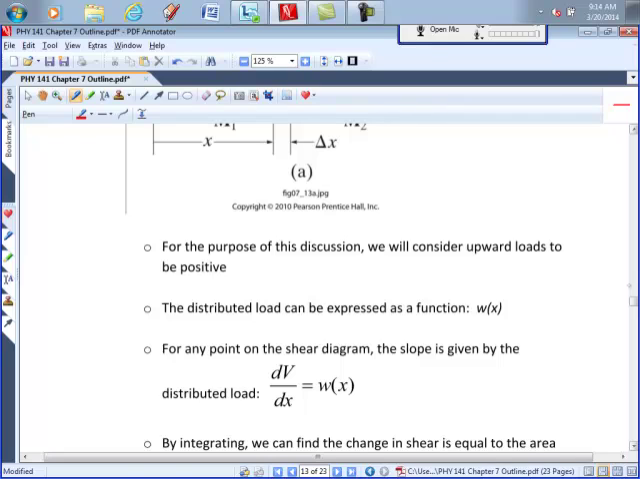For any point on the shear diagram, the slope is given by dV/dx equals the magnitude of the distributed loading. That's why in the first example there was no distributed load, so the shear diagram had a slope of 0 everywhere, except where it was discontinuous, where it had an undefined slope. But anywhere between the point loads, the slope was 0.